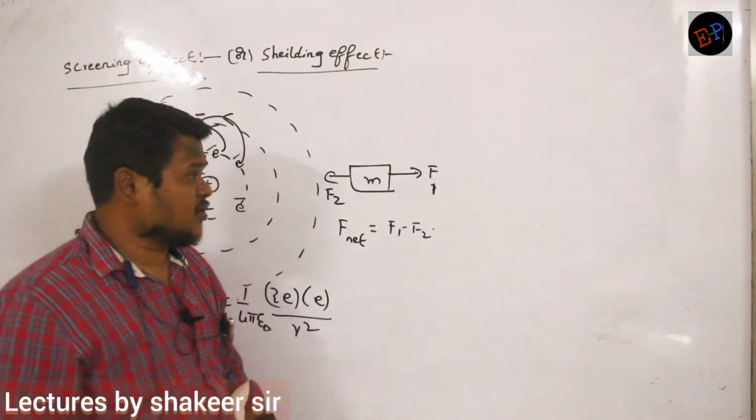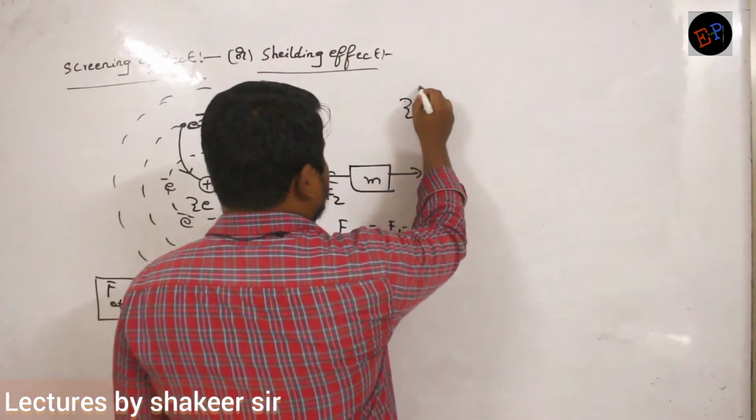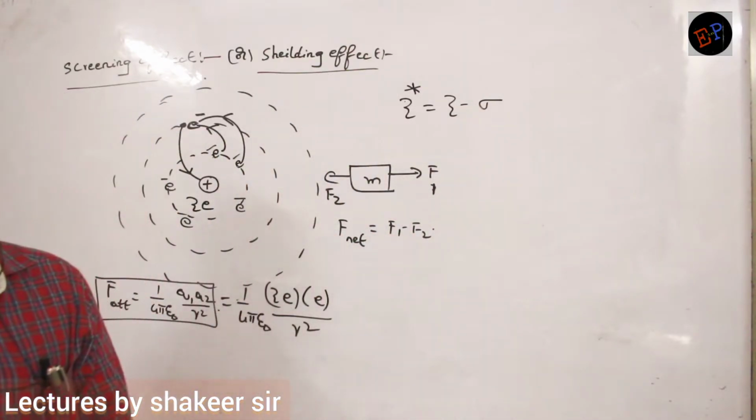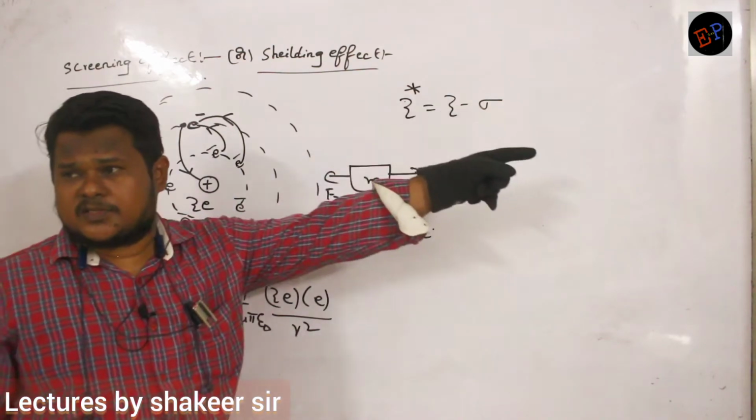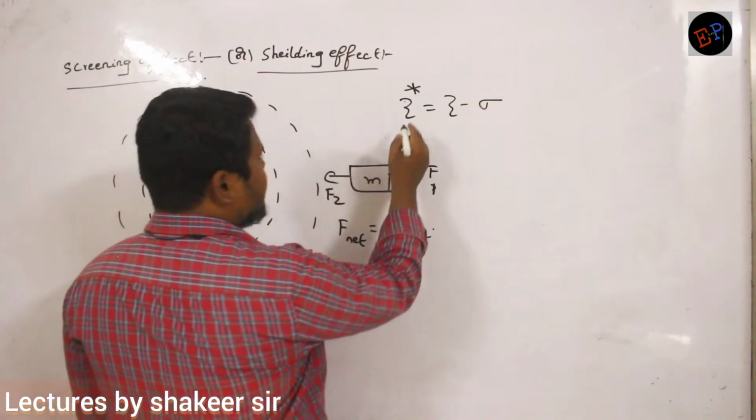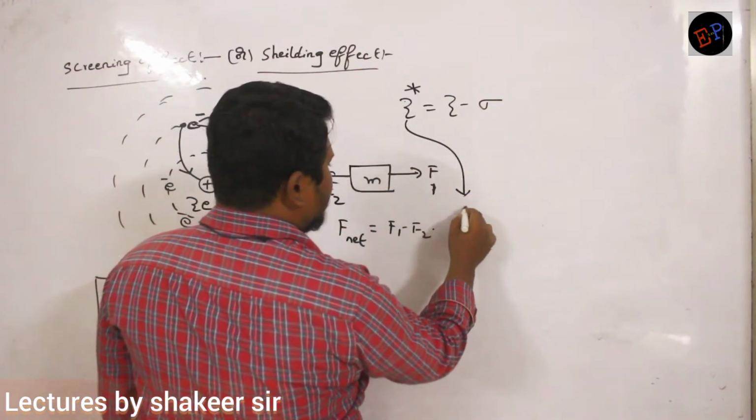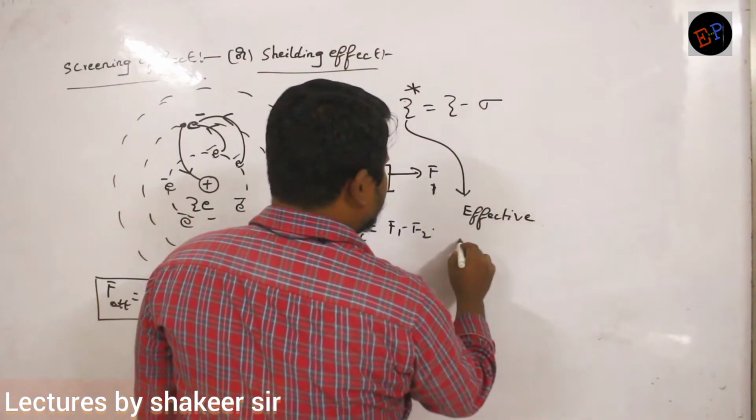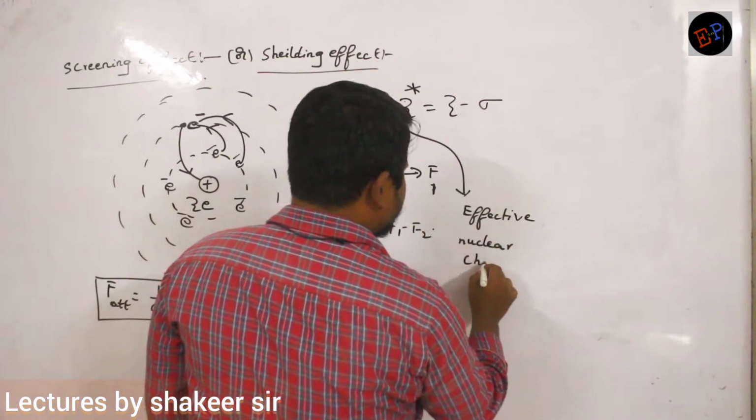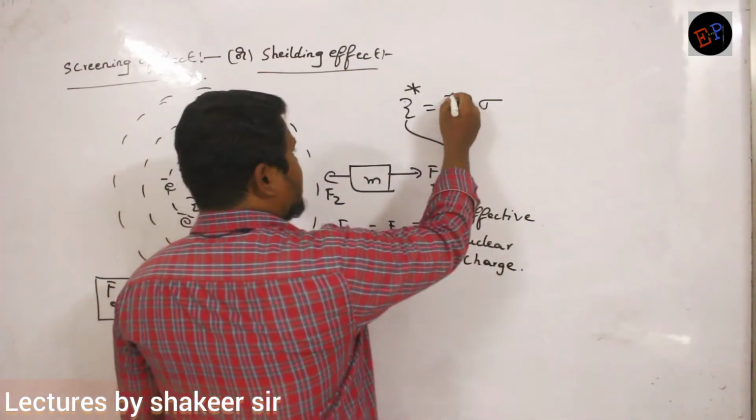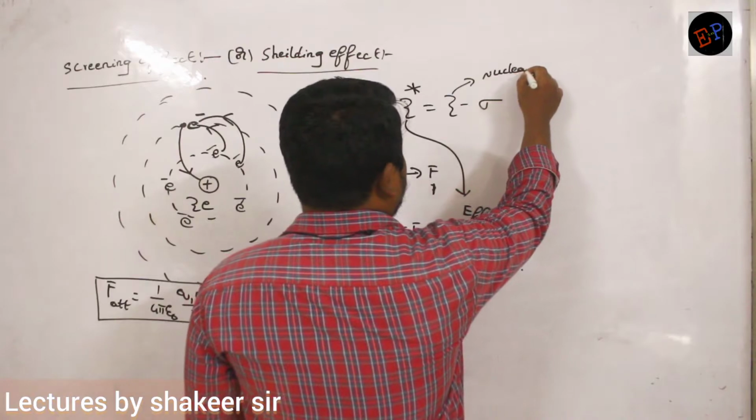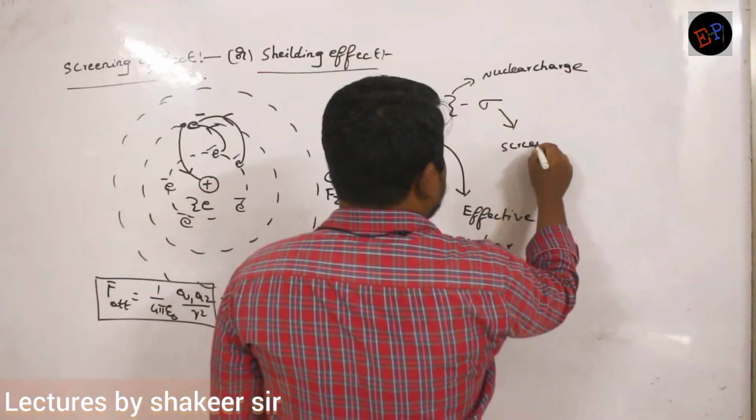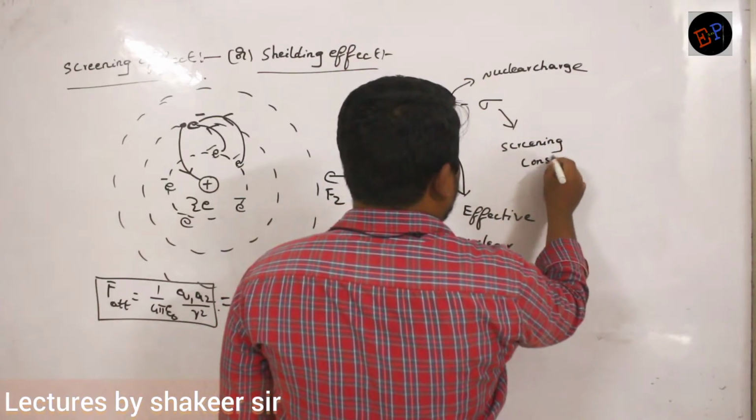So therefore we write a formula. We write Z dash or Z star is equal to Z minus sigma. What is meant by Z star here? Z star is nothing but effective nuclear charge. Z is called nuclear charge. And sigma is called the screening constant. Are you able to understand?